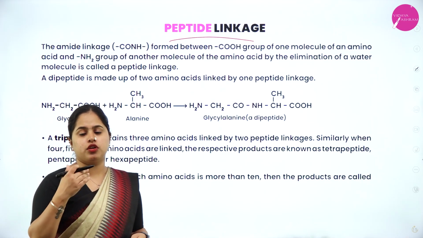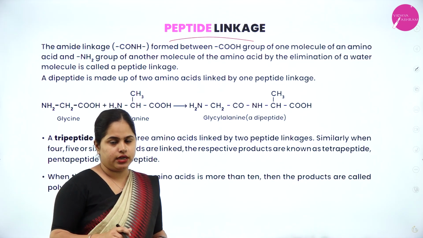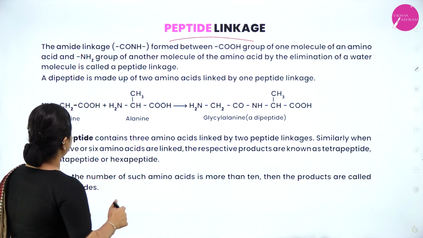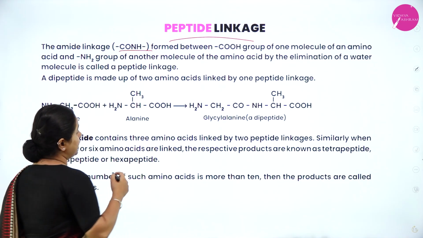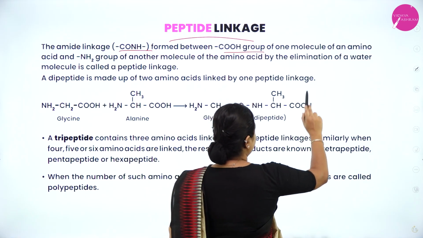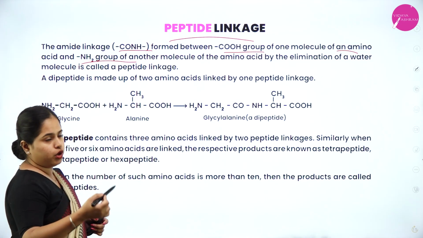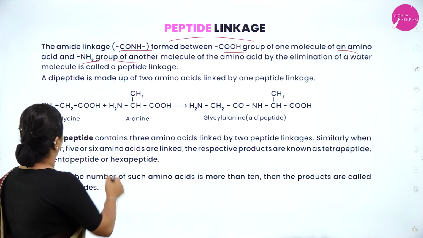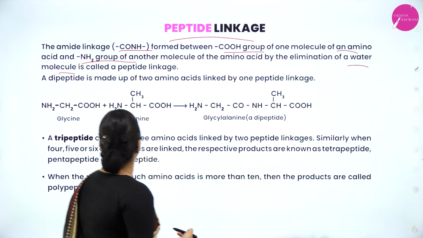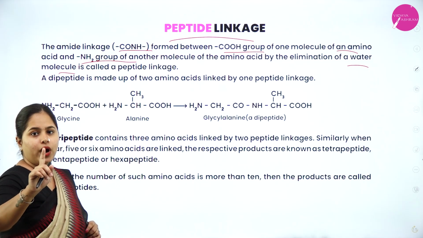In carbohydrates, or in glucose, we have studied that the linkage is called glycosidic linkage, right? In amino acids it is called peptide linkage. So, the amide linkage, that is CONH, formed between the carboxylic group of one molecule of an amino acid and the amino group of another molecule of amino acid by the elimination of a water molecule is called a peptide linkage, right? So, a dipeptide is made up of two amino acids linked by one peptide linkage.